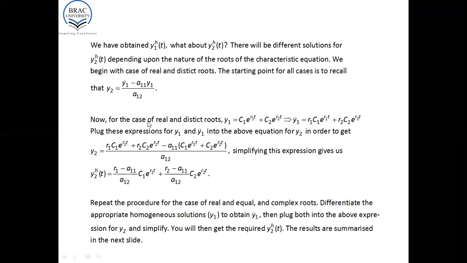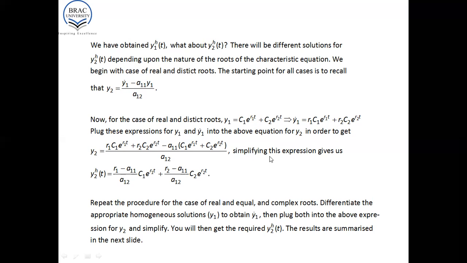Now, for the case of real and distinct roots, y1 is equal to c1 e to the power r1t plus c2 e to the power r2t, which implies y1 dot is equal to r1 c1 e to the power r1t plus r2 c2 e to the power r2t. Plug these expressions for y1 and y1 dot into the above equation for y2. You replace y1 dot with this expression, you replace y1 with this expression, and you get this expression.